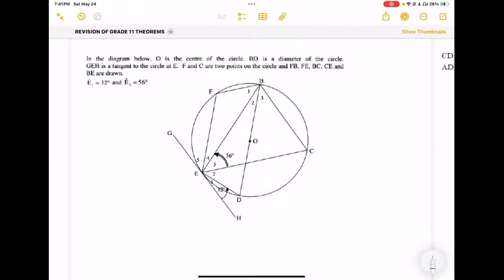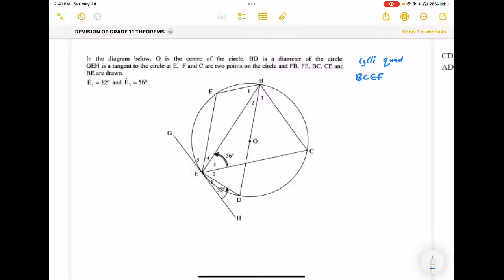So first of all, I will look for a cyclic quadrilateral. Cyclic quadrilateral is also one of the very easy topics, one of the easy theorems, right? So I can see that I've got a cyclic quadrilateral there, so I will start with the cyclic quad. My cyclic quad there is going to be what? I've got cyclic quad, which is BCEF.